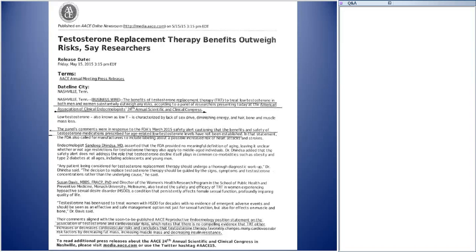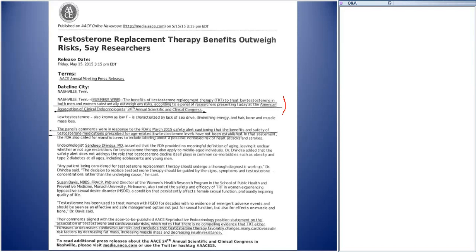This is another study. This is an AACE annual meeting press release. The benefits of testosterone replacement therapy to treat low testosterone in both men and women substantially outweigh any risk, according to a panel of researchers from the American Association of Clinical Endocrinology. And when I ask the cardiologist about this, I say, are you an endocrinologist? No. What comment would you have that a panel of endocrinologists that are experts come out and state that there's beneficial effects of using testosterone and there's no harmful effects? How can you defend that? Well, these 2 studies, yes, those are 2 flawed studies, and unfortunately the cardiologists do not realize they're flawed.